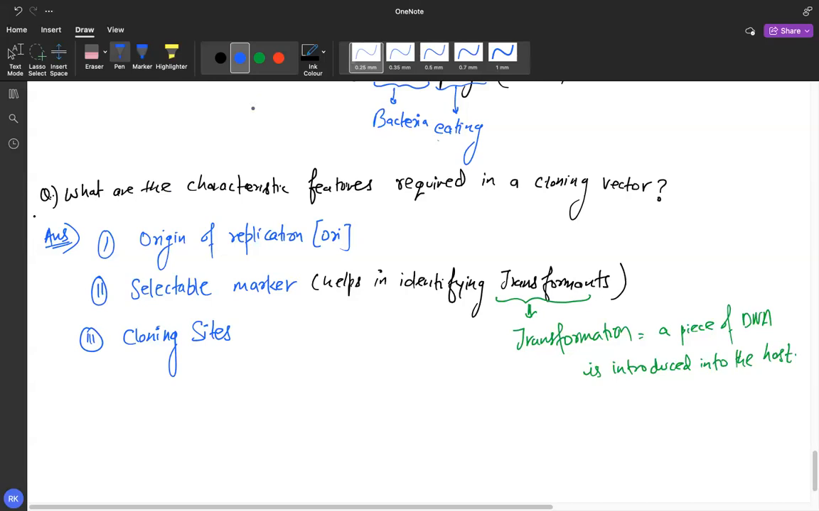Now, these are also called recognition sites for the restriction enzymes. And you should not have more than one recognition site for a particular enzyme in a vector. You can have multiple recognition sites for different restriction endonucleases, but not multiple recognition sites for a single restriction endonuclease. Make sense?